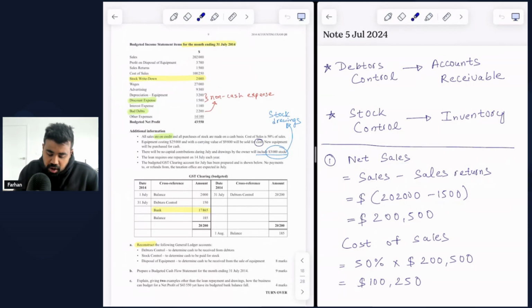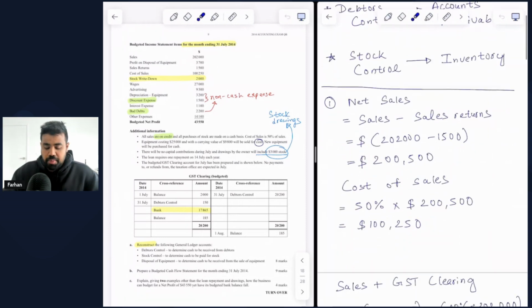Now let's go back to the first line in the additional information. It also mentions that all purchases of stock are made on a cash basis and the cost of goods sold is calculated at 50% of sales. So if the net sales is $200,500, then the cost of goods sold based on the net sales is 50% of $200,500, which is $100,250. And you can verify this number by checking the budgeted income statement again, where you'll see the cost of goods sold is given as $100,250, which is 50% of the amount for net sales that we have calculated ourselves.